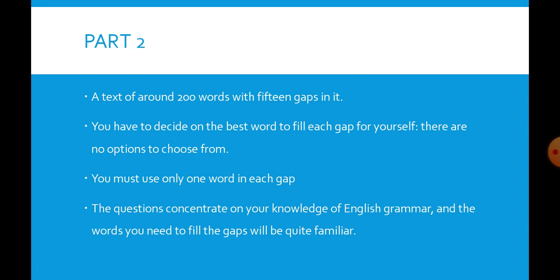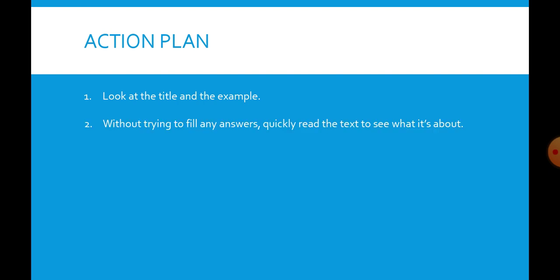Okay, again, there are some action plan that you can follow. First, look at the title and the example. And then after that, again, without trying to fill any answers, I want you to quickly read the text to see what it is about. For each gap, look at the context and decide what kind of word is needed. For example, you need a relative pronoun for the answer, yeah, or maybe the article an, or maybe the article the.